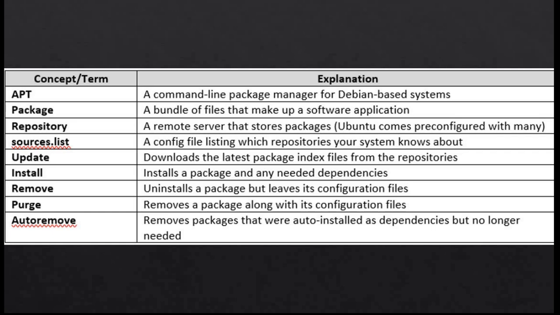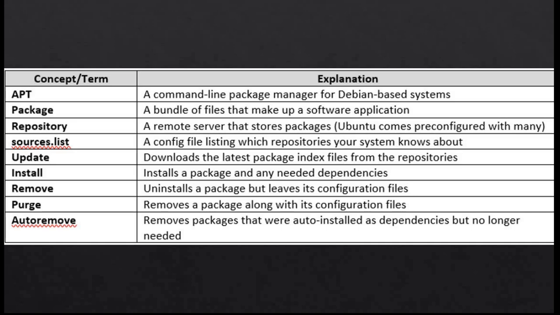Remove is a command that uninstalls a package but leaves the configuration files. Purge is a command, on the other hand, that removes a package along with its configuration files. And then finally, autoremove removes packages that were auto-installed as dependencies for other programs but are no longer required. So it's removing the dependencies that are no longer needed when the software that originally needed them has been removed.